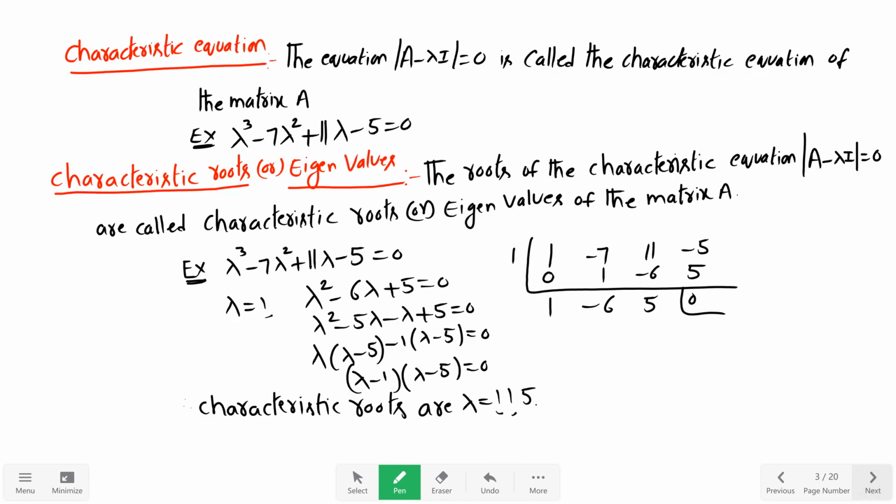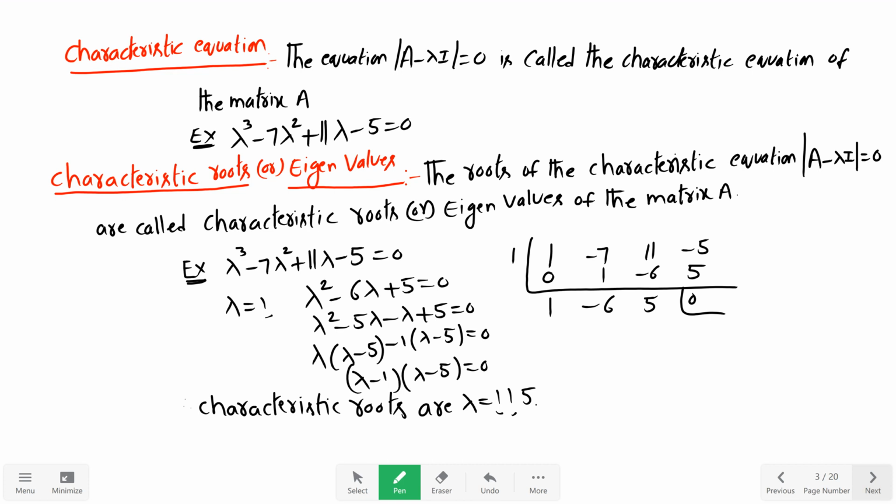The next definition is the characteristic equation. The equation determinant of A minus lambda I equal to 0 is called the characteristic equation of the matrix A. For example, in the last example, lambda cube minus 7 lambda square plus 11 lambda minus 5 equal to 0 is the characteristic equation.